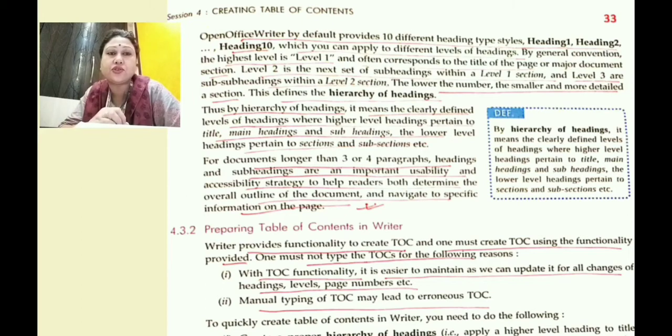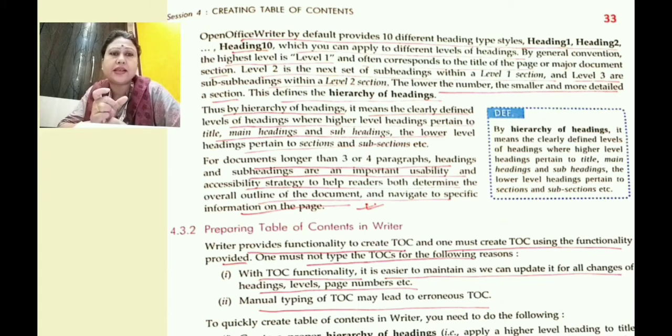Then comes level 2, which is the next set of subheadings within a level 1 section, and level 3 are the subheadings which we will have under level 2. The higher the number, the smaller and more detailed the section, and this defines the hierarchy of headings. So the hierarchy of headings means clearly defined levels of headings, where the higher levels pertain to the title, main headings and the subheadings.